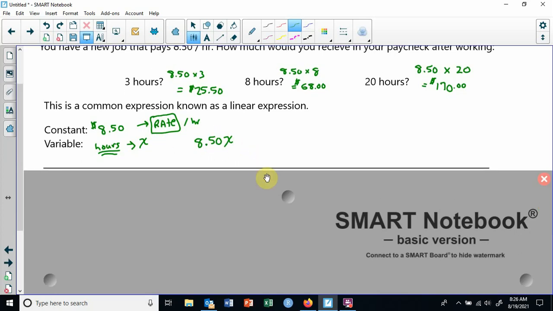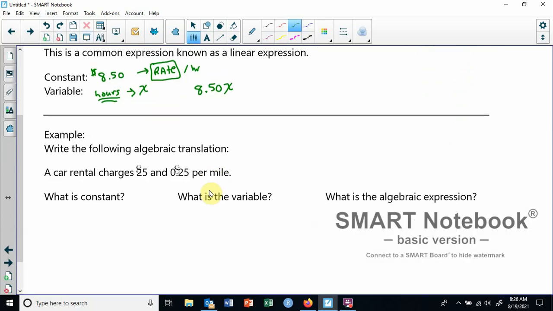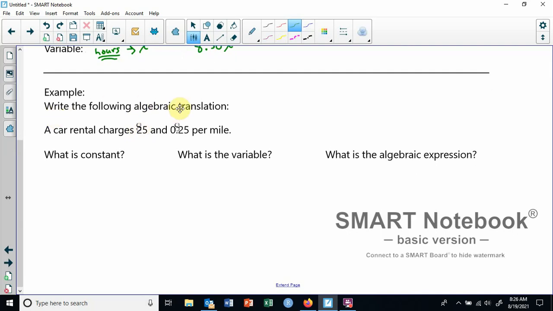Okay. So let's see, what would we ask you to do on a test? We'd ask you to do something like this. Ignore the symbols, it messed up when I converted it over. So write the following algebraic translation. Let's say you rent a car, they charge you $25. It's hard to see this, let me rewrite it more neatly. They charge you $25 to rent the car and 25 cents per mile.